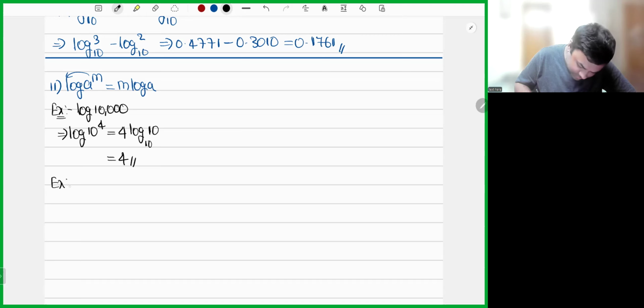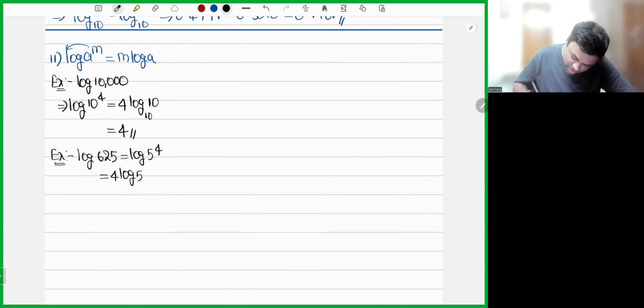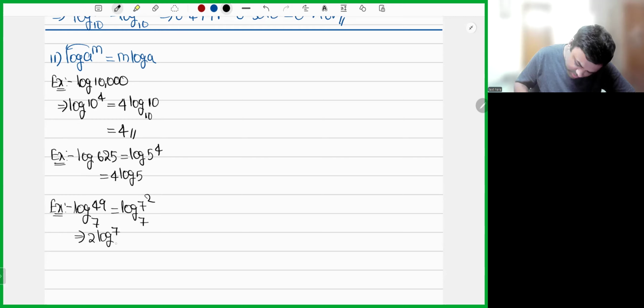Example. I'm asking what is the value of log 625? How will you write it? Log 5 power 4, which is simply equal to 4 log 5. Okay. Next. I'm asking what is log 49 to the base 7? You'll write it as log 7 square to the base 7, which is 2 log 7 to the base 7. It is nothing but 2.